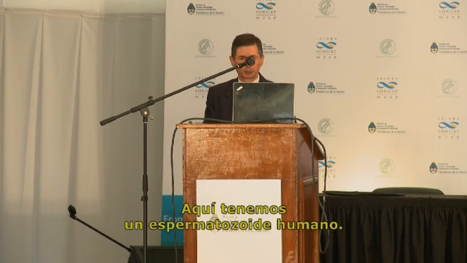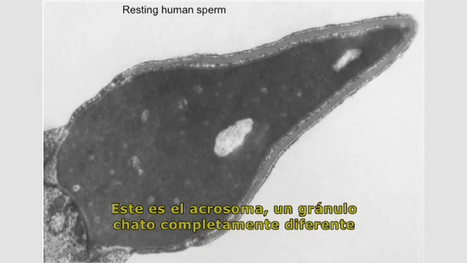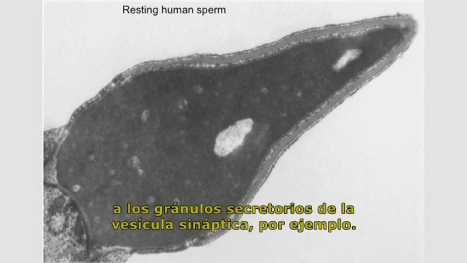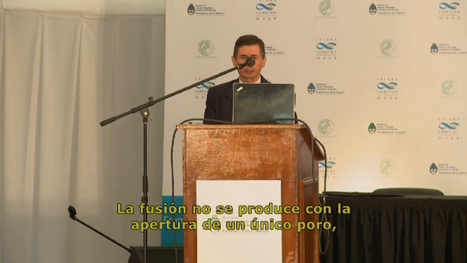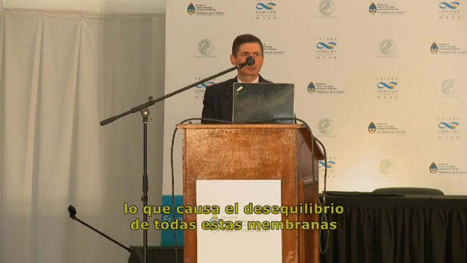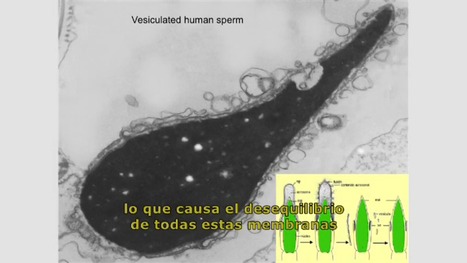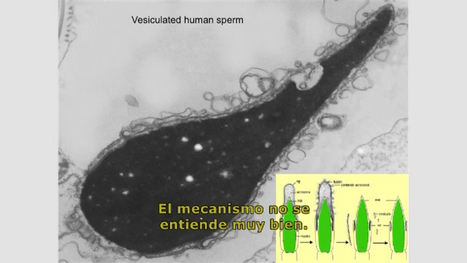This is a human sperm. This is the acrosome. It's a flat granule, completely different from a secretory granule that you can think of, a synaptic vesicle, for example. And fusion occurs not just by opening of a single pore. Hundreds of pores are opened, and that causes the destabilization of all these membranes and the formation of these vesicles that are called hybrid vesicles. The mechanism is not well understood.